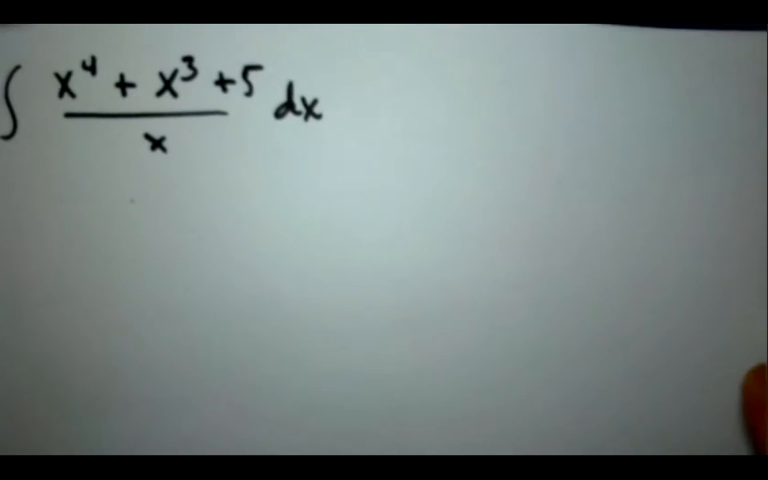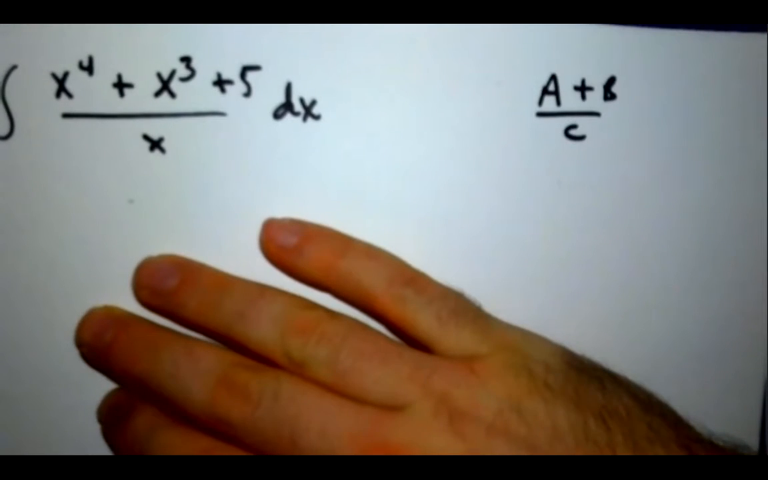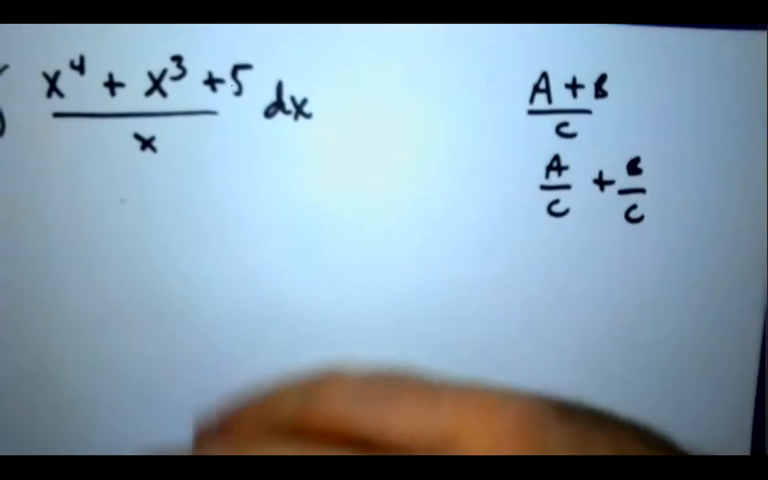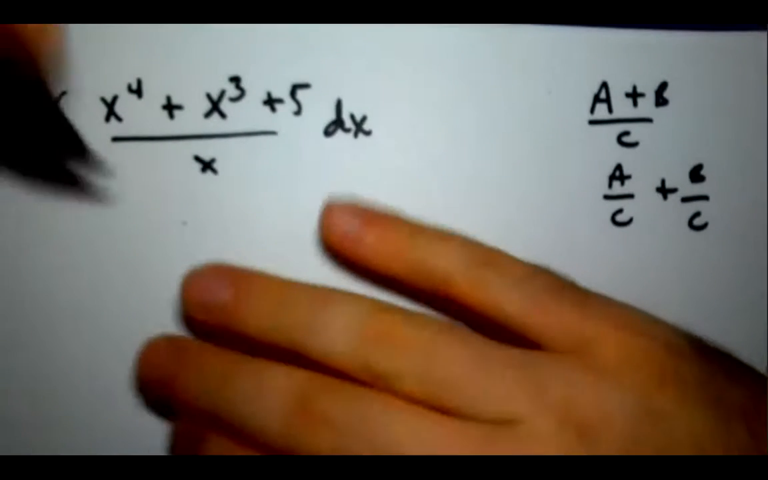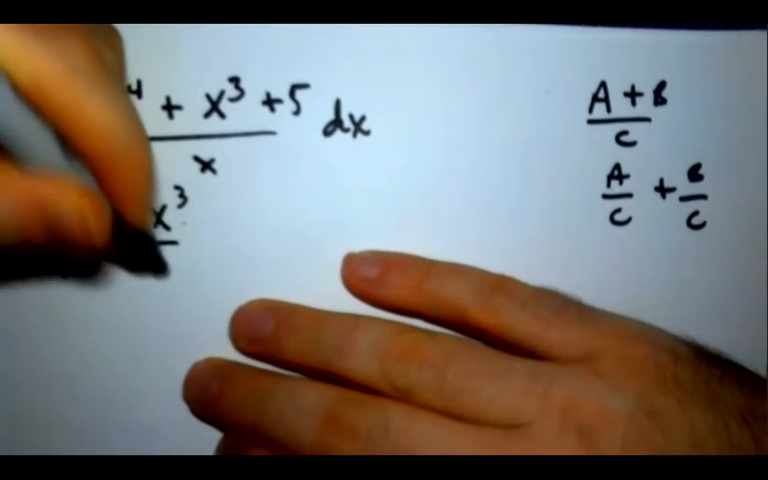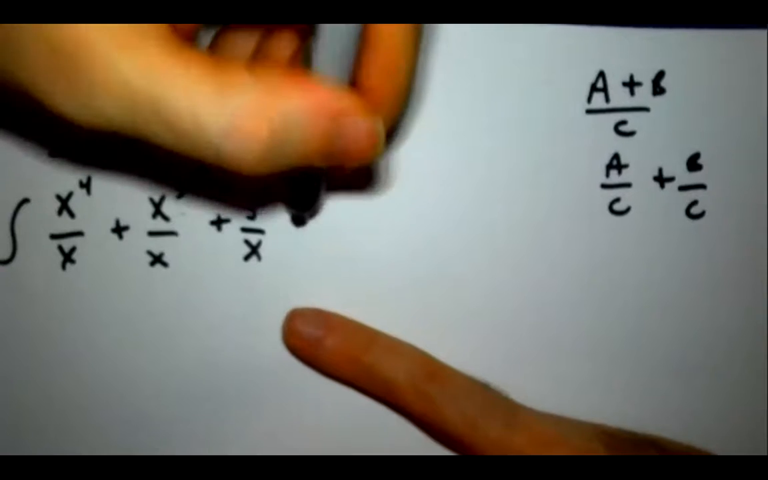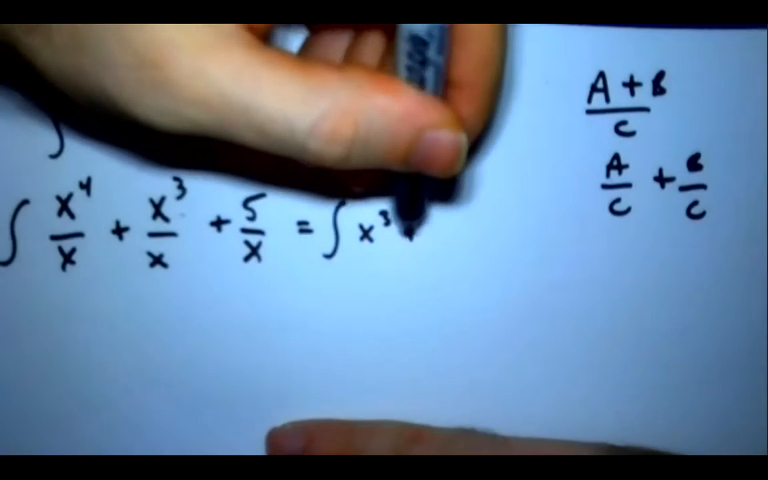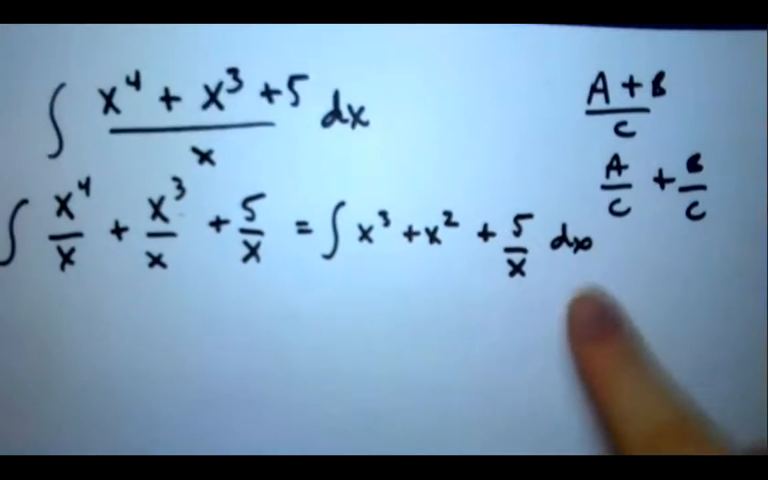So think about this. Let's go over here and do a little algebra. Forget the integral stuff. If I say A plus B over C, isn't that the same thing as A over C plus B over C? Yeah. So if you take that idea and you apply it here, this is the same thing as x to the fourth over x plus x to the third over x plus 5 over x. And then if we do a little more, that's really x to the third plus x squared plus 5 over x. And that is what we're trying to integrate.